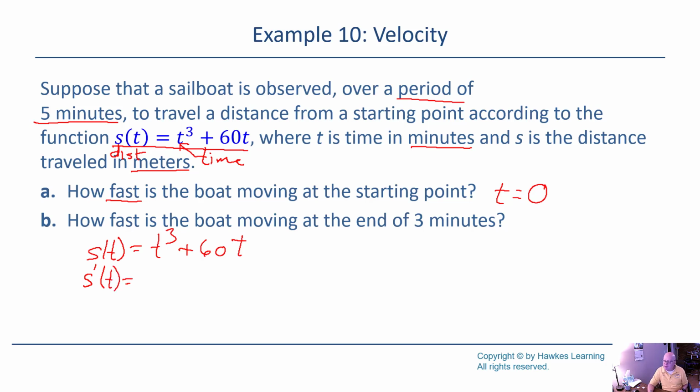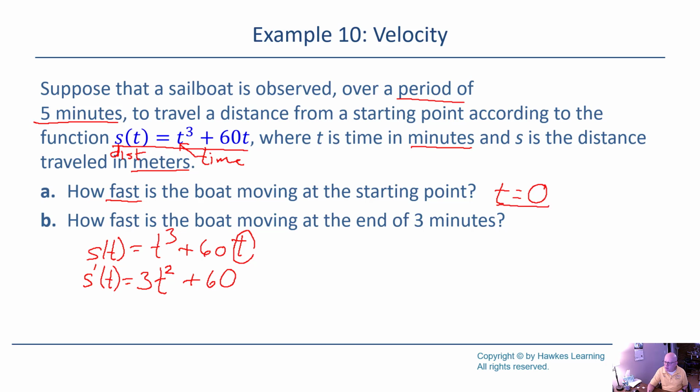And here's a chance to do some derivatives. Pause it, see if you can do it. Come back. All right, you back? So we'll bring the 3 out front. Subtract the exponent by 1, 3t squared, plus. Now this is a constant times t. The derivative of this part is just a 60. So there's our derivative for s of t.